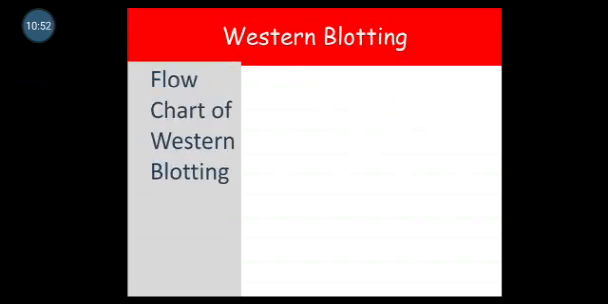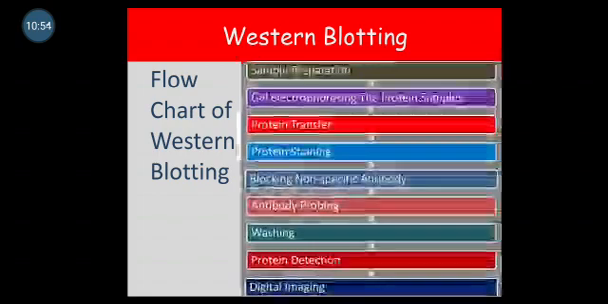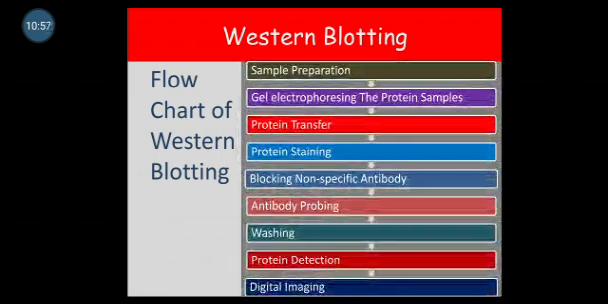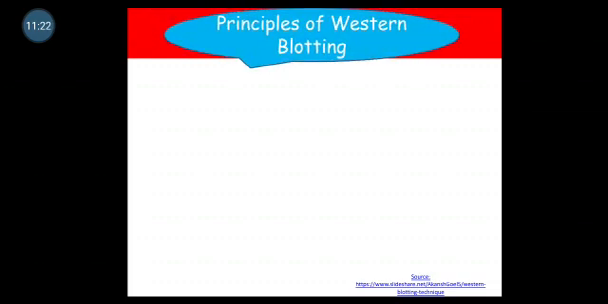So we will discuss the flowchart of Western blotting now. The flowchart is something like this, where the first step is sample preparation, which is followed by gel electrophoresis of the protein samples, then protein transfer, then protein staining, followed by blocking of non-specific antibody binding, then antibody probing, which is followed by washing, then protein detection, and at the last, digital imaging. One by one, we will discuss them later. First of all, we will discuss the principles of Western blotting.